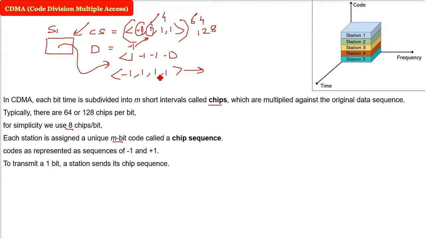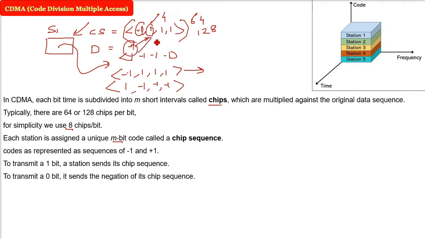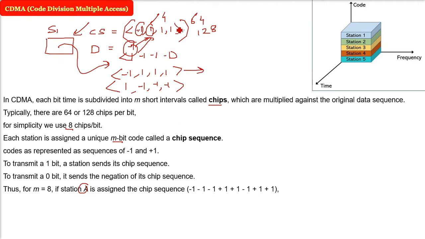Okay. Now what about 0? If a 0 bit has to be transferred, the same chip sequence will be complemented, or the negation of this chip sequence will be done. Just multiply everything with -1. That is, take the complement. So in order to send a 1 bit, the original chip sequence; for 0, the negation. As I'm saying, we are just taking 8 chips per bit. So let us take a station A sending some chip sequence. Now here I'm showing you the 8-bit chip sequence, not 4. As I said, it can go up to 64, 128.